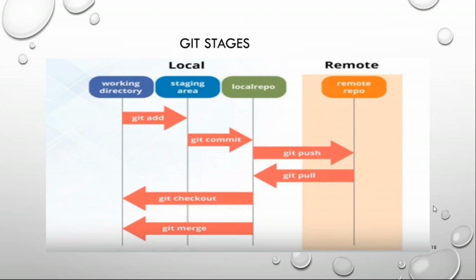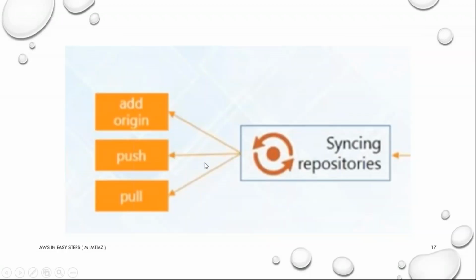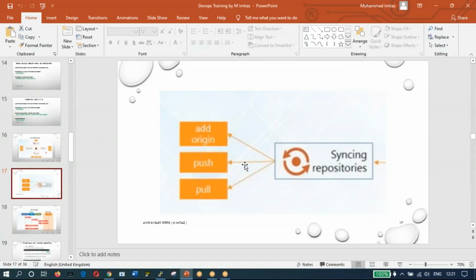In my previous demo, we covered git init, creating a repository, and we have completed all that area. Now today we will cover how to synchronize the repository with a remote repository, how to use add origin, and how to use the push and pull commands. Let me show you step by step how to do that.